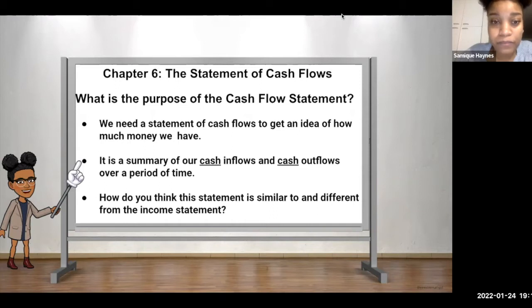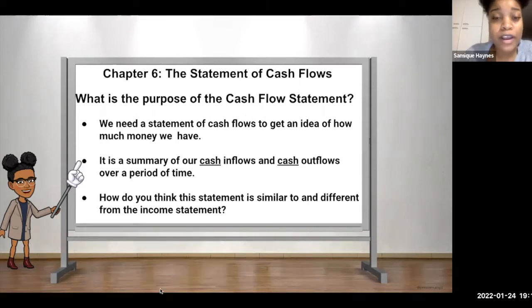So we need a statement of cash flows to get an idea of how much money we have in the business. As I said before, it summarizes our cash inflows and the cash going out of our business over a period of time. We can see how the statement can be similar to the income statement, but it's also very important for us to see how this cash flow statement is different than the income statement.